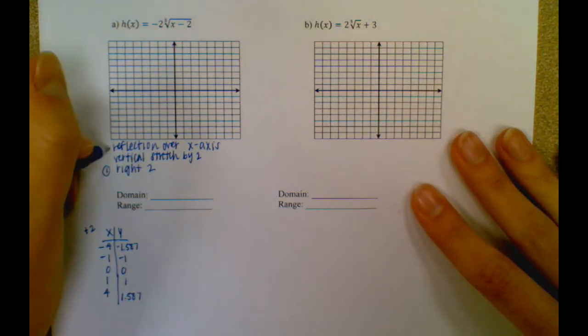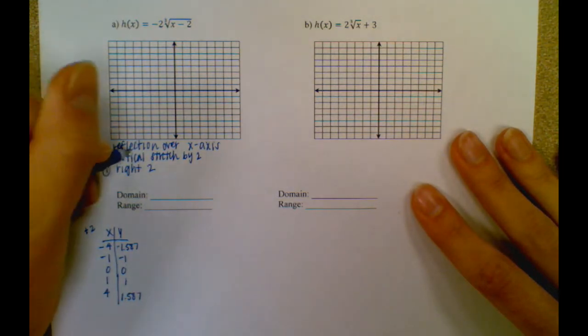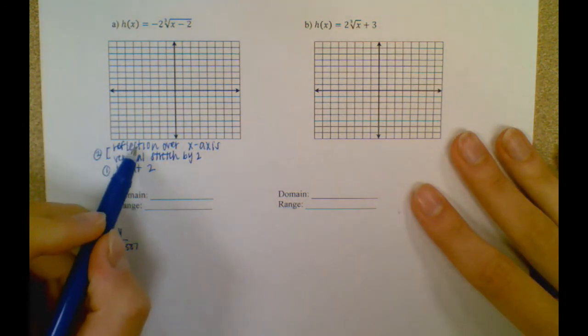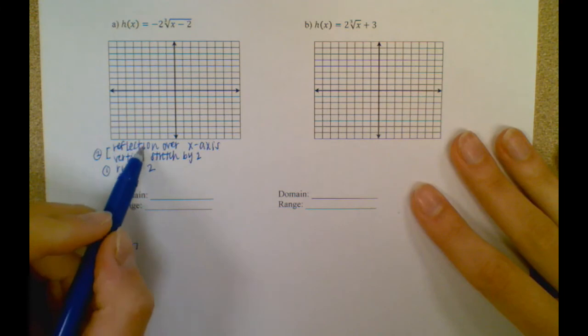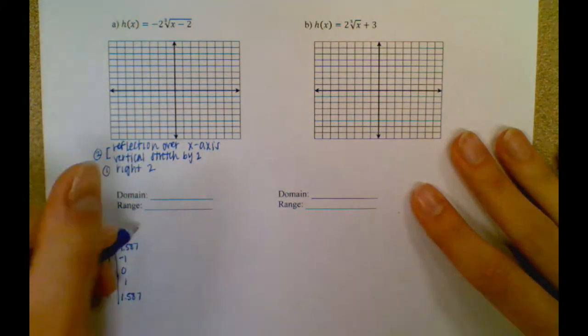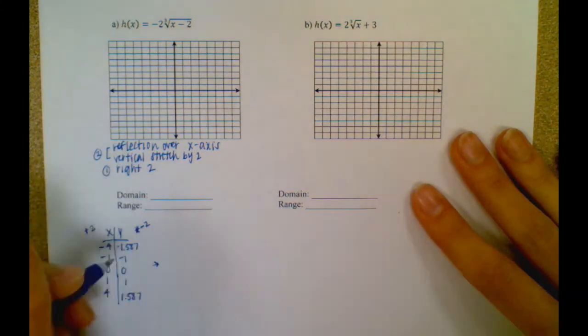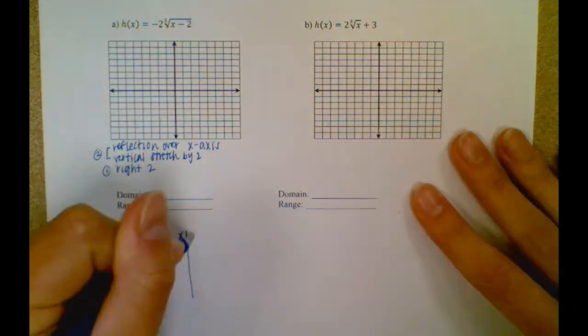Okay, and then the reflection over the x-axis and the vertical stretch by 2, that means we're going to affect the y values. You're going to multiply the y values by 2 and also by -1, so you could just say multiply these by -2 if you want. Okay, and let's graph it.